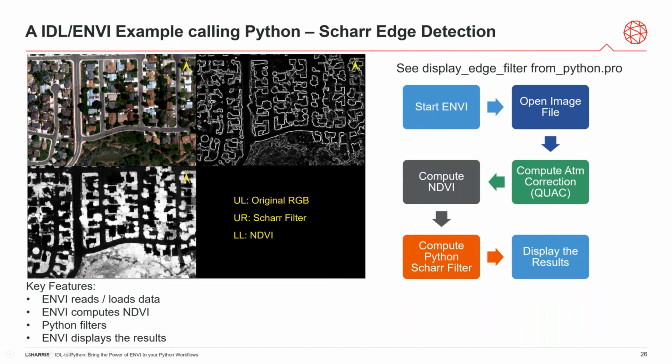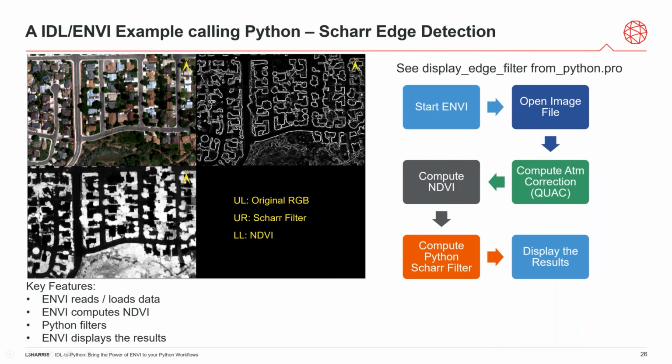We're going to add some other functions and other ENVI tasks into this workflow. We're going to compute an atmospheric correction, which basically converts this data to ground reflectance. And then we're going to use another ENVI task to compute the normalized difference vegetation index. We have about 60 or 70 or 80, I think, different vegetation indices, spectral indices that I can use. I use NDVI for simplicity. And then we're going to compute the edge filter, and then we display the results in ENVI.